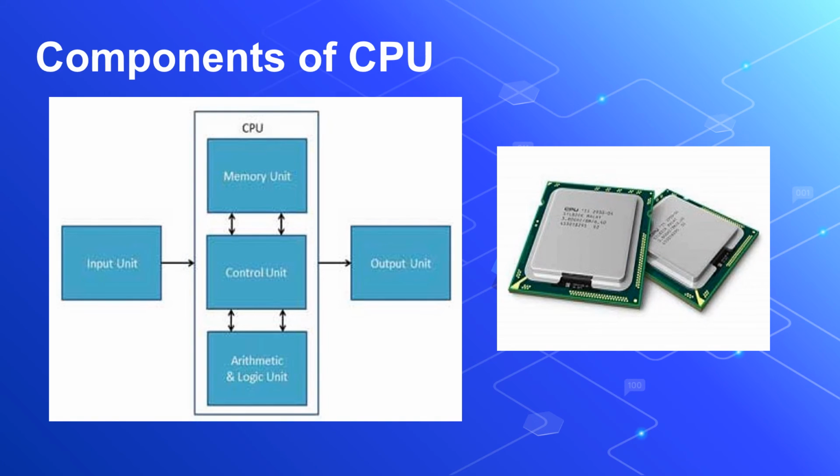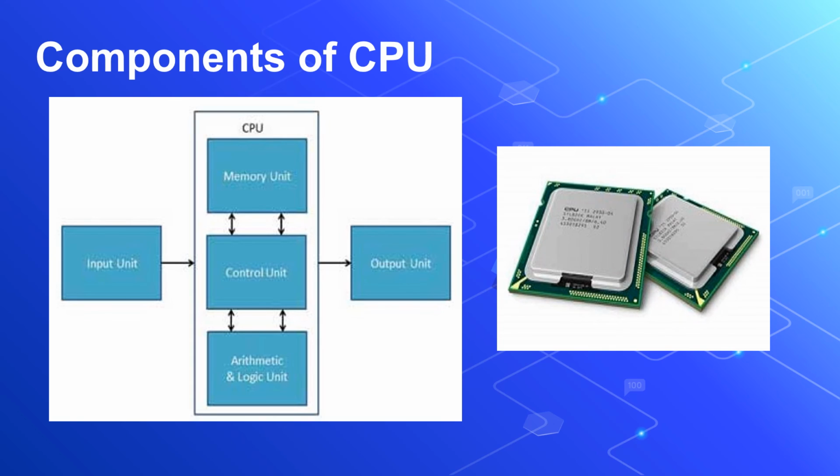Let us see the components of a CPU. The major components of the CPU are memory unit, control unit, arithmetic and logic unit. The memory unit is responsible for storing the instruction, data and intermediate result. It is also responsible for supplying the information to other units of a computer when needed.